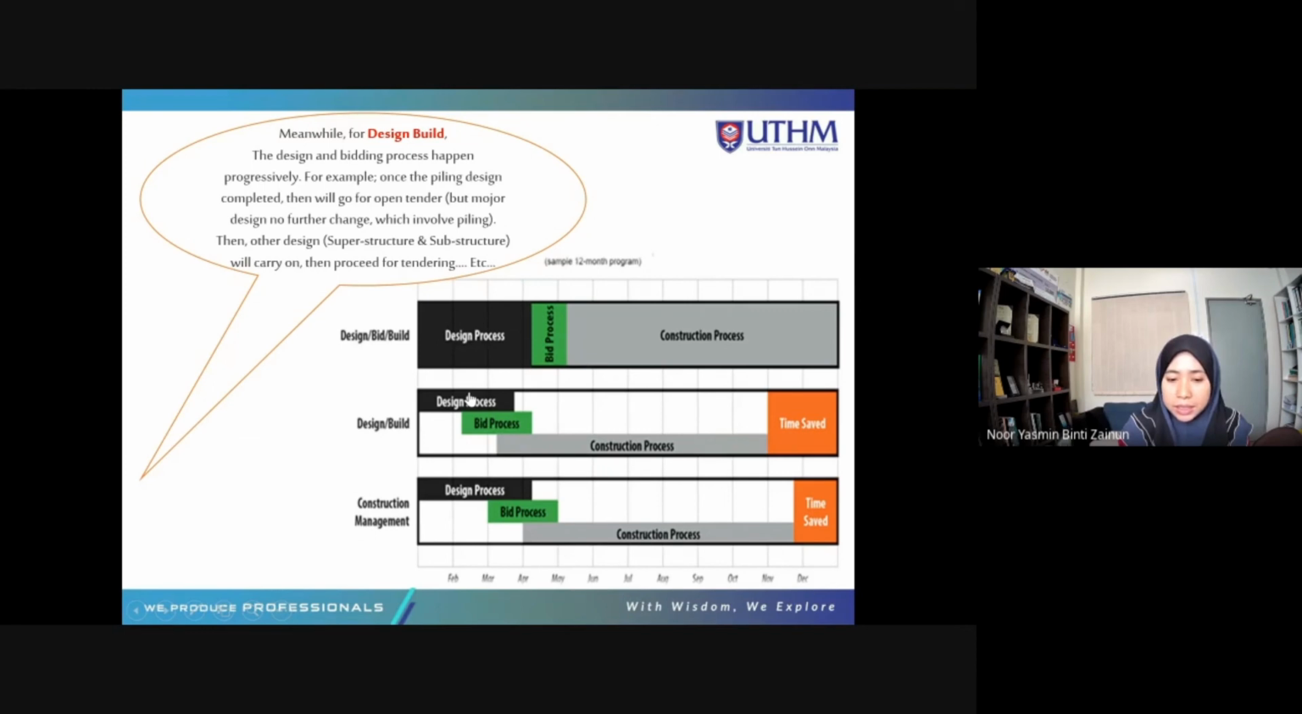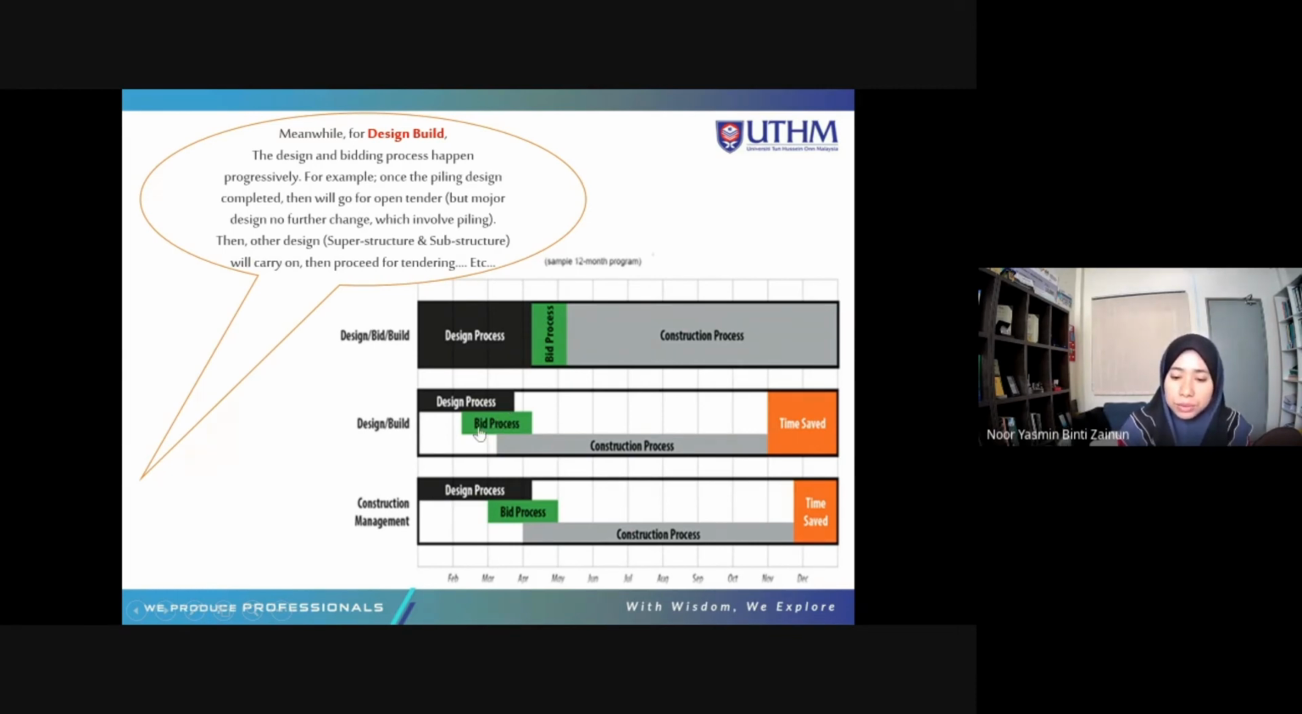And then kita pergi untuk superstructure, substructure design. Tapi, tender kita dah buka. Dah bid process. So, when we are in the bidding process, design kita ni, still kita buat on superstructure and substructure design. And then kita hire contractor. Waktu tu design kita ni masih lagi dekat hujung, on the superstructure design.